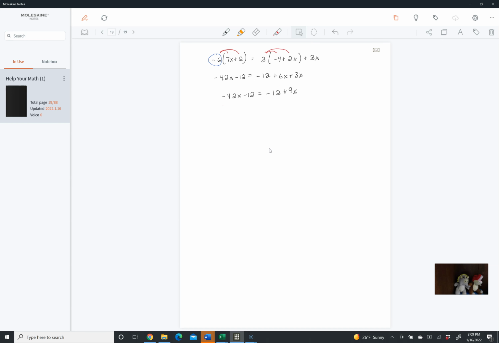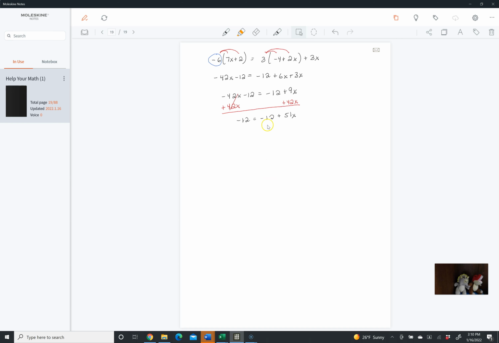Adding the 42x means that it disappears on the left. And the reason why I do it first is because then I know that by making the variable disappear on the left, I'm going to move my constant to the left. So -42x plus 42x is 0. That's why it disappears. So on the left, we're just left with -12. And on the right, we have -12 plus 51x.